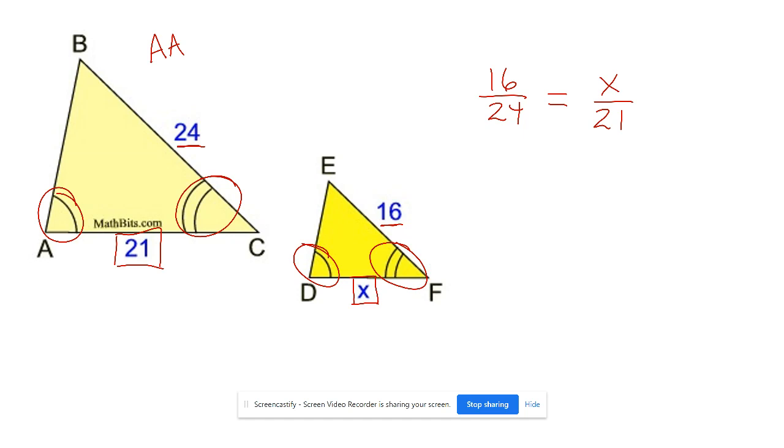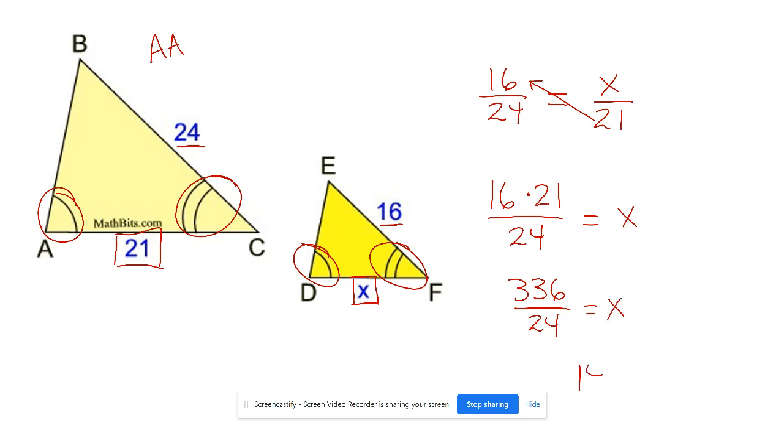And the way we solve these is by cross multiplying. And when you have your variable, your x on top, this becomes pretty simple. All you have to do is take the 21, the number on the bottom, and multiply it by the numerator, the top number of the other fraction. So what's going to happen here is you're going to have 16 times 21 over 24 is equal to x. And then you just have to multiply and divide that. And so 16 times 21 is 336 over 24. And if you divide that, you will get 14. So x is equal to 14. So that's how that works.